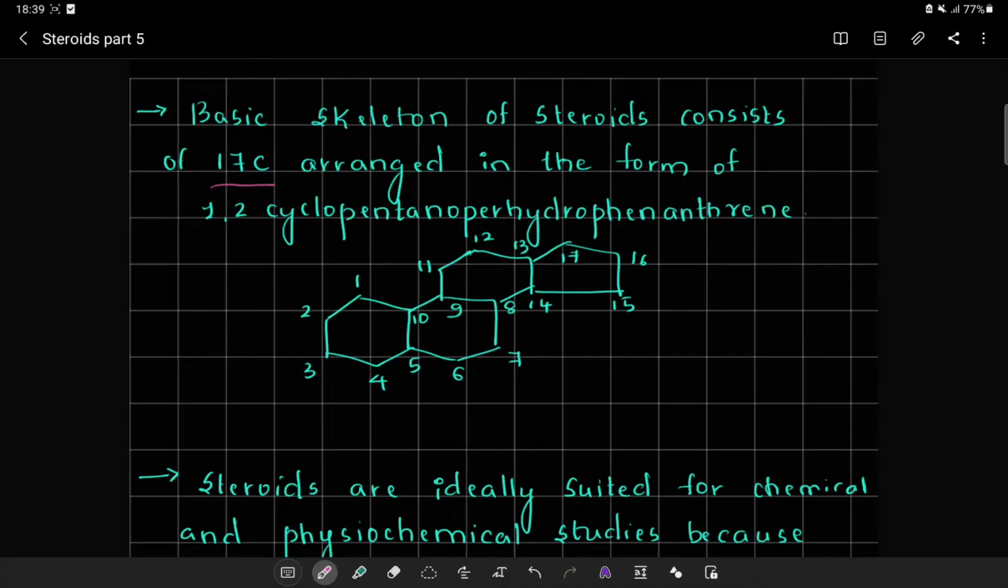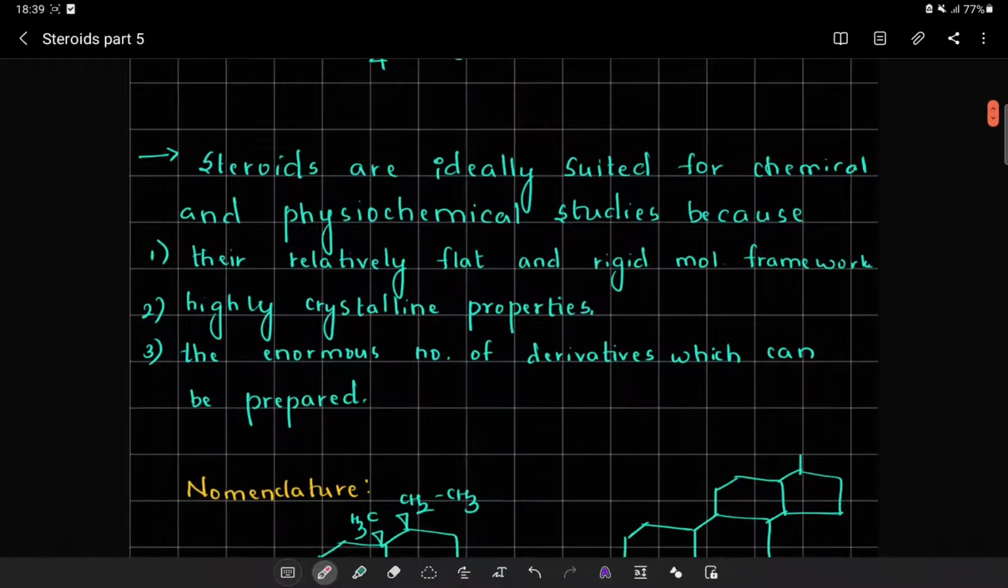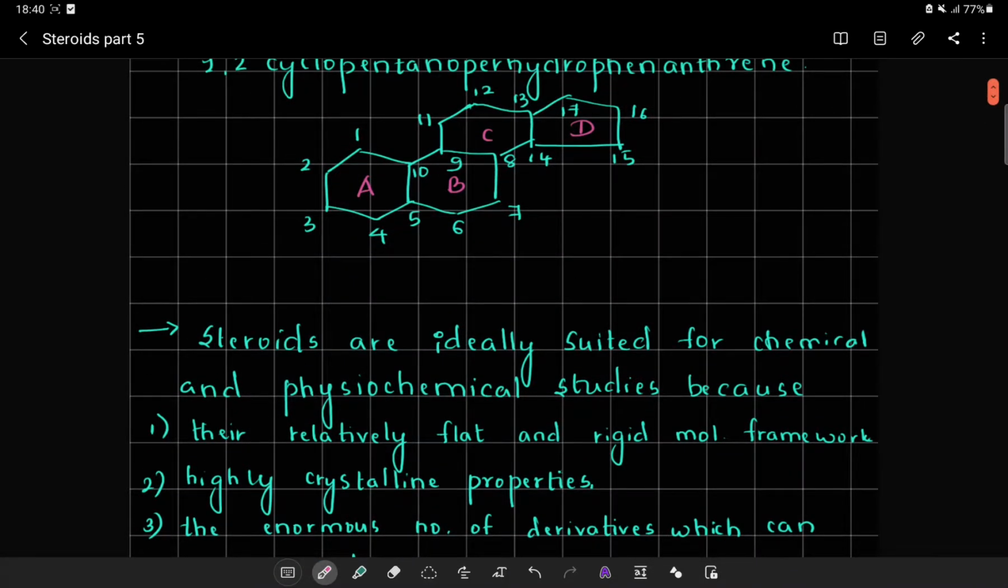This we have already seen, in terms of how we can consider the system containing rings A, B, C, D and 17 carbon atoms associated with 1,2-cyclopentano perhydrophenanthrene. Now, steroids are ideally suited for chemical and physiological studies. These have been studied extensively for their spectroscopic properties, analytical studies, and various other studies because they have a relatively flat structure. One important aspect is that they have a relatively flat and rigid structure.